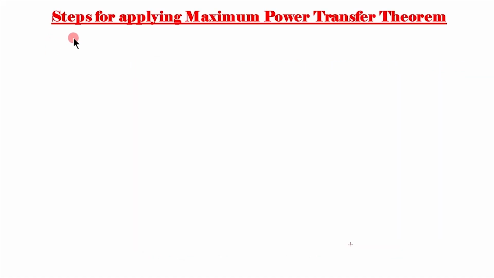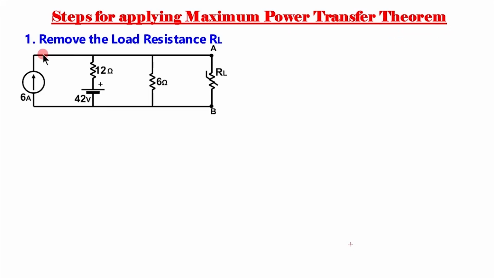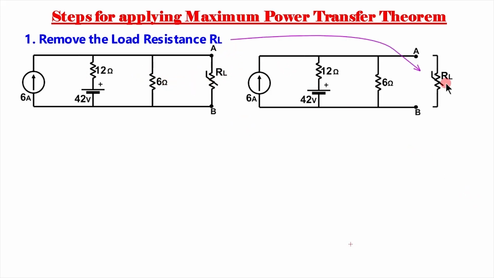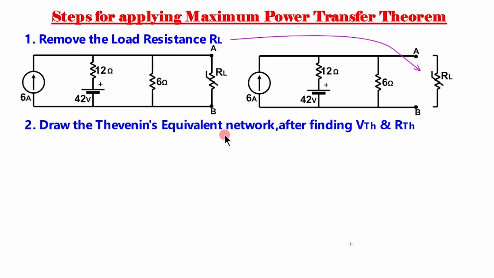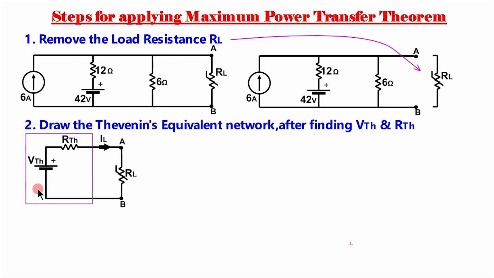Now let us see the steps for applying the maximum power transfer theorem. First of all, we have to remove the load resistance RL from the given circuit so that our circuit becomes like this. See, this RL is removed. Next step is to draw the Thevenin equivalent network of the circuit after finding VTH and RTH. Now the Thevenin equivalent circuit is like this, on the output of which the load resistance is connected.